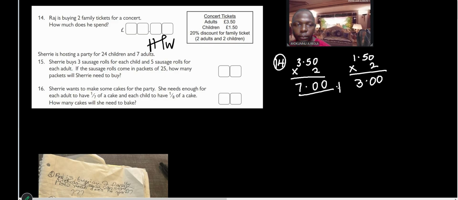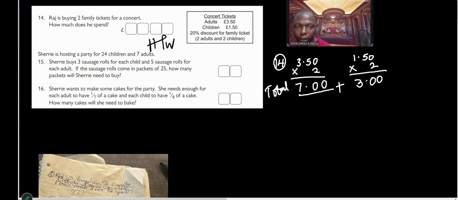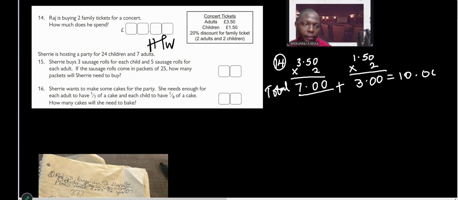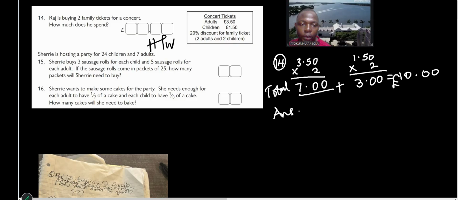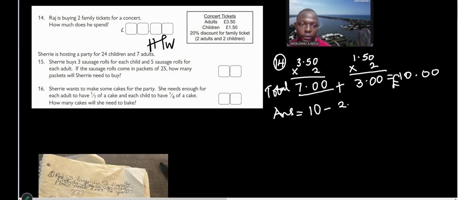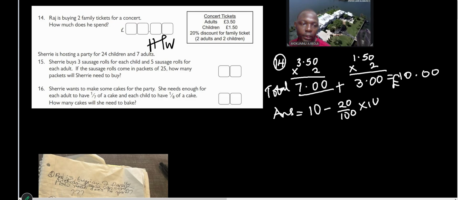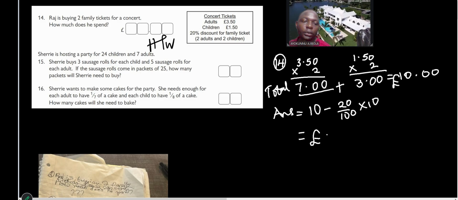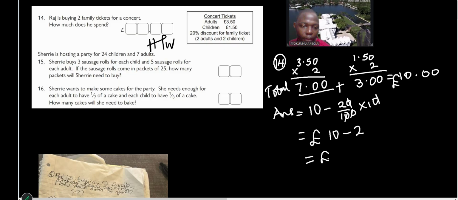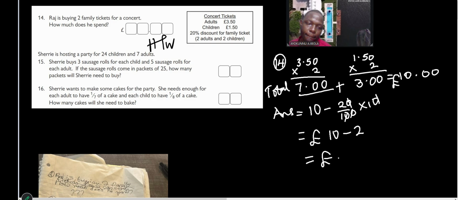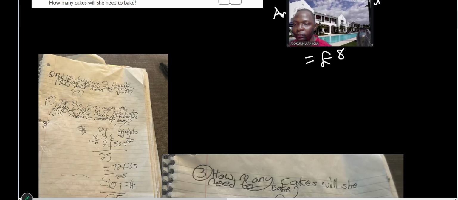So that should be the total. The family ticket will be what? But it says $10, discount, right? So the answer would be what? 10 minus 20% of 10, okay? 10 minus, 2 zeros cancel 2 zeros. So 10 minus 2. The final answer will be what? 8. Do you understand it? Okay.